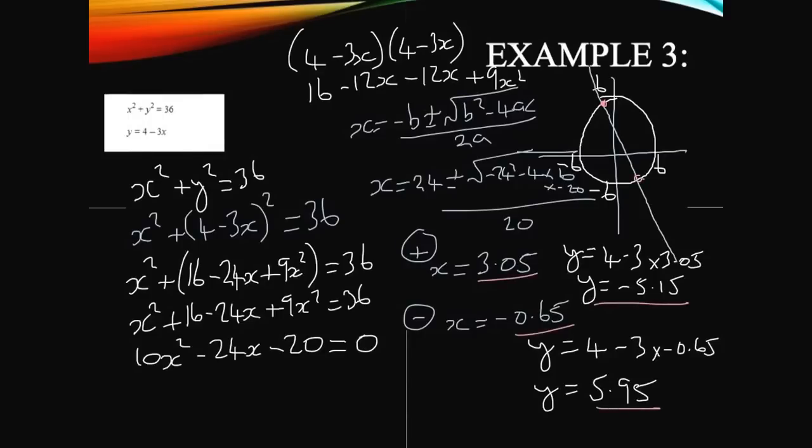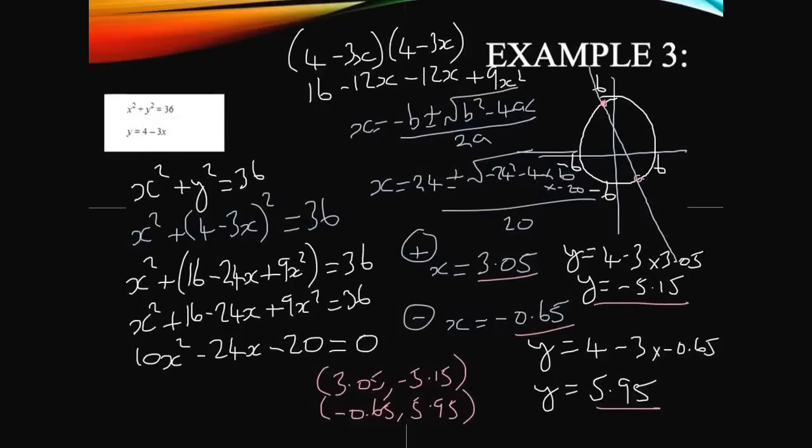So the coordinates would be 3.05, minus 5.15 and minus 0.65, 5.95. Okay, and again, just having a quick look on the sketch that we did, that kind of makes sense. We're getting sensible sorts of answers. These values we'd expect not to be as big as 6, because 6 is on the circle right at the very, very edge. These are a bit further round. That kind of makes sense. The sketch that we've drawn shows we've got a positive x value and a negative x value. That makes sense as well.